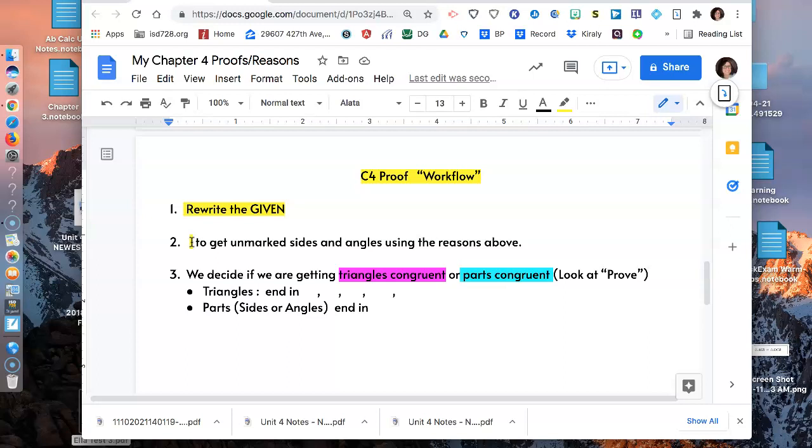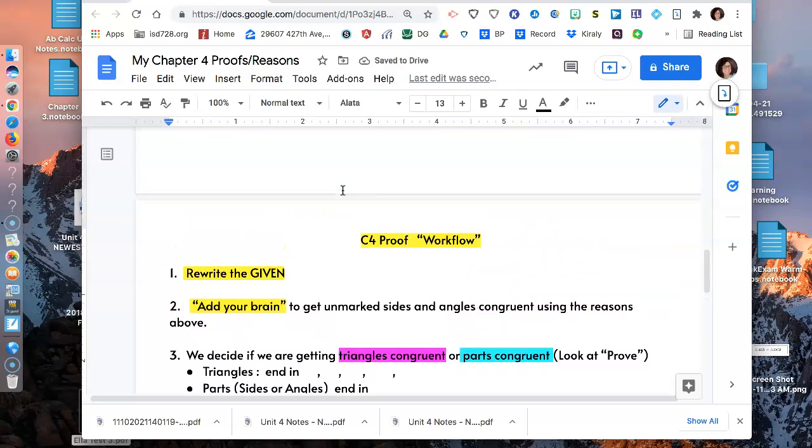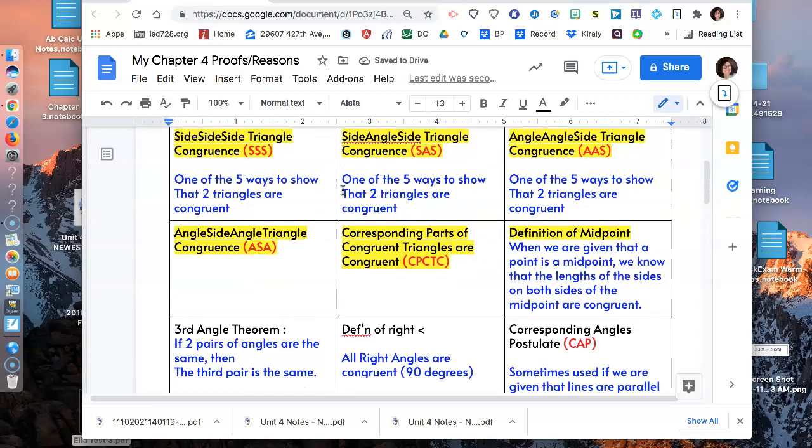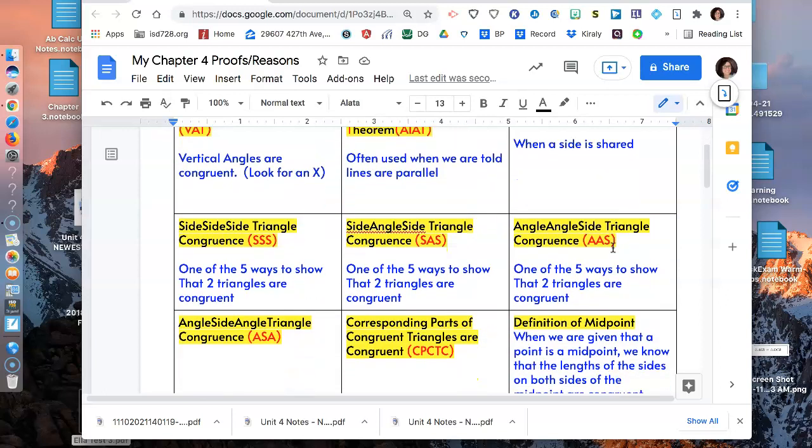The next thing you do is what I call add your brain to get unmarked or ungiven, if you like that better, sides and angles. And then we should say congruent using the reasons above. So if we have 2 triangles sharing a side, bam, we're going to say it's congruent to itself by the reflexive property.